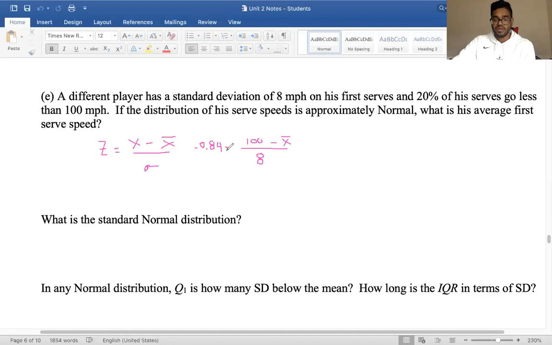Okay, so I'll talk through that again, right? So we know his 20th percentile is 100 miles an hour. So we know this individual value, when you subtract the mean and divide by the standard deviation, is going to give a z-score of negative 0.84, because this z-score of negative 0.84 corresponds to the 20th percentile. Okay, and now that we've set it up, we're just solving for x bar. Once you solve for x bar, you get 106.72.